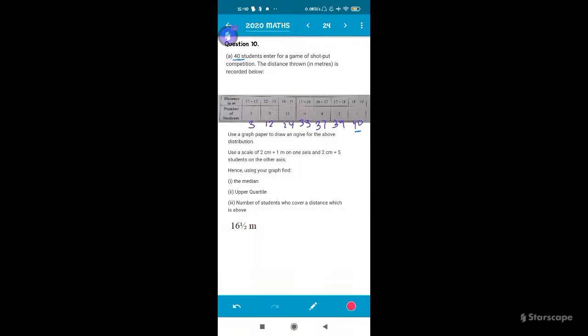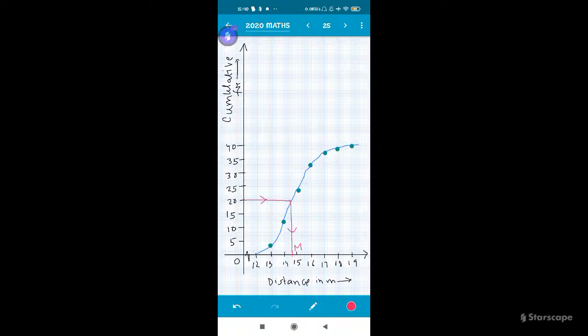Upper quartile. The formula for upper quartile is 3n by 4. Since our n is an even number, we use this, but if n was not an even number, it would have been 3 into n plus 1 by 4. Okay, so in this case our n is 40, so let us put the value, 3 into 40 by 4. That means the answer is the 30th term. Okay, the 30th term. So from where are we going to take the horizontal line? From 30. We will draw a horizontal line from 30 to the graph, and from the point where it touches the graph, we are going to draw a vertical line to the x-axis. So let us do it.